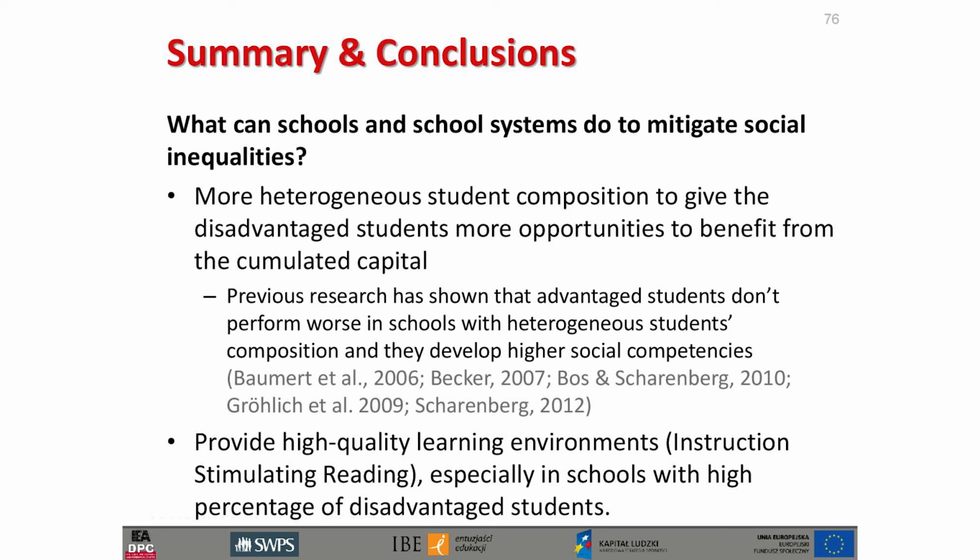More heterogeneous student composition, to give the disadvantaged students more opportunities to benefit from the accumulated capital, because obviously it plays a role. Previous research, which I didn't analyze here, has shown that advantaged students don't perform worse in schools with heterogeneous student composition, and on top of that, they develop higher social competencies. Then another recommendation could be to provide high-quality learning environments, like instruction stimulating for reading, for example, especially in schools with a high percentage of disadvantaged students.